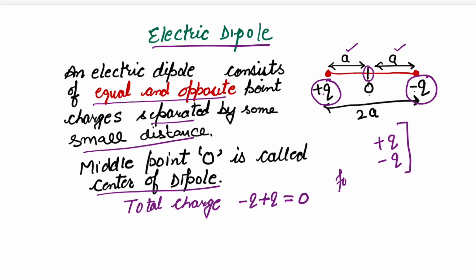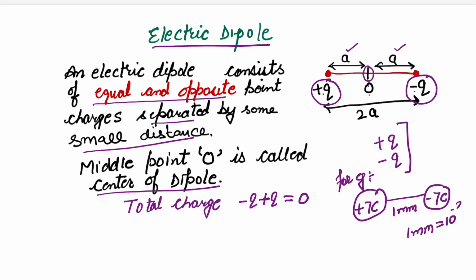For example, if you have plus 7 coulomb charge and another charge is minus 7 coulomb, you separate these point charges by a distance of 1 millimeter. 1 millimeter means 10 raised to power minus 3 meter. So this assembly forms an electric dipole.